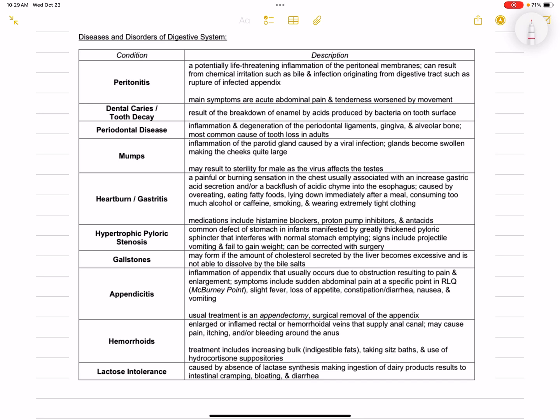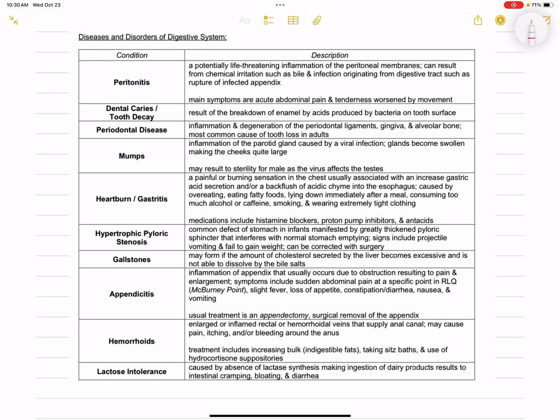So, if a male patient has mumps, sterility is possible, meaning he can no longer produce children in the future. He is sterile, he can no longer produce babies. Okay.